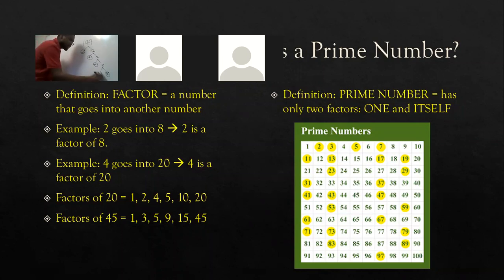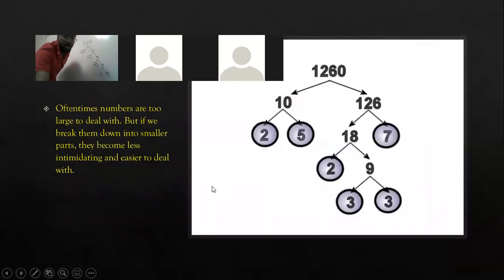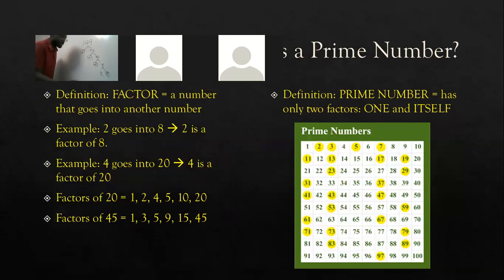So I'm going to split 6 into what? Well, remember, the main mistake we make is 3 and 3. But we're not going to make that mistake because we know that it's actually 3 and 2. Now, are 3 and 2 prime numbers? Yes, they are.